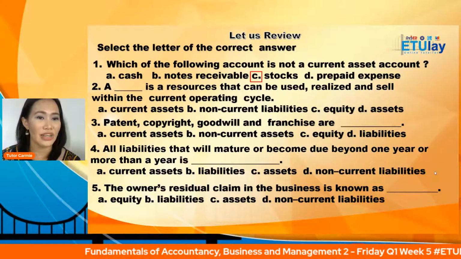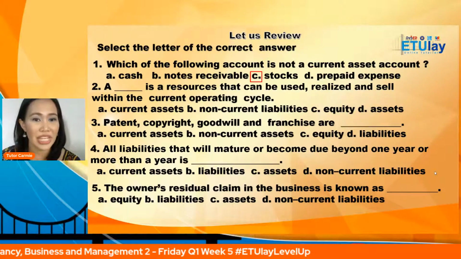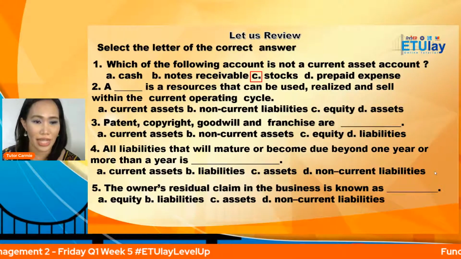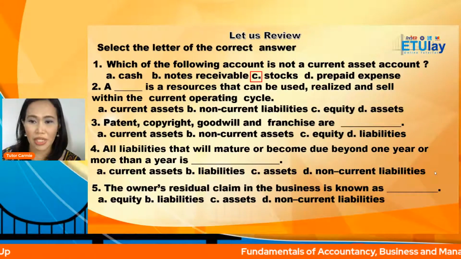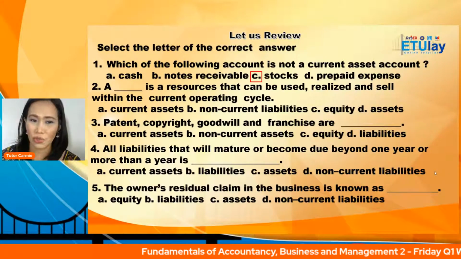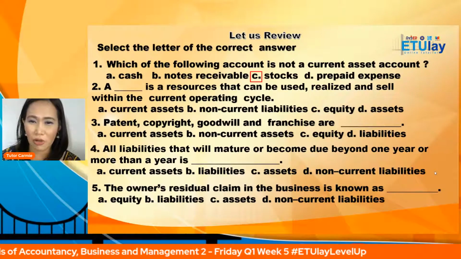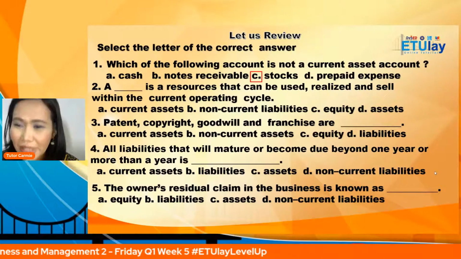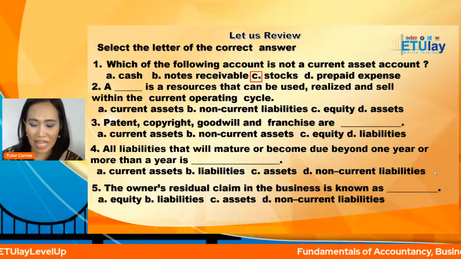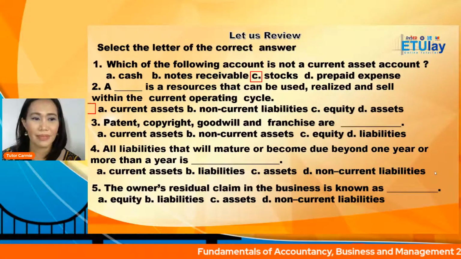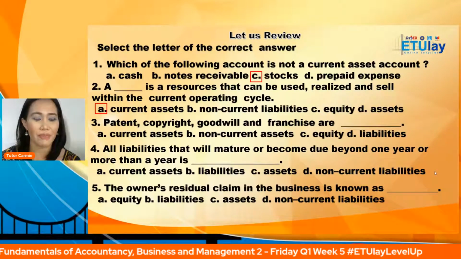Number 2. A blank is a resource that can be used, realized, or sold within the current operating cycle. A, current asset. B, non-current liabilities. C, equity. D, asset. The answer for number 2 is letter A. Very good.